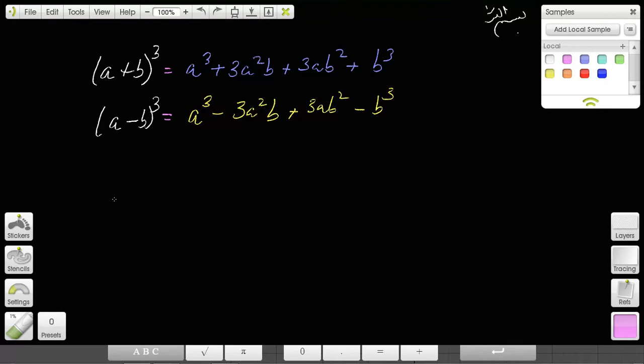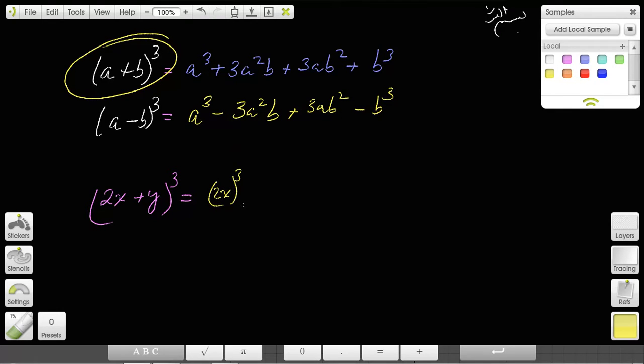we need to learn. So let's do an example of this. Let's say (2x plus y) cubed. Okay, so this is a binomial that's being cubed, so we're going to use this formula. In this case, a is 2x and b is y. So that's going to be a cubed, that's (2x) cubed, plus 3 times a squared, which is (2x) squared, times b, which is y, plus 3 times a, which is 2x, times b squared, which is y squared, plus b cubed, which is just y cubed.